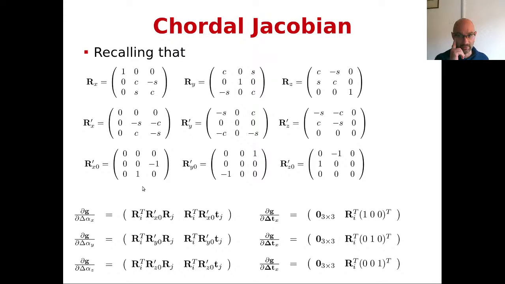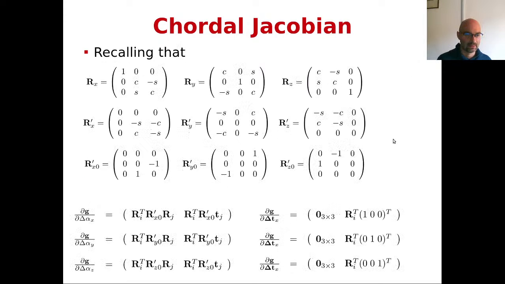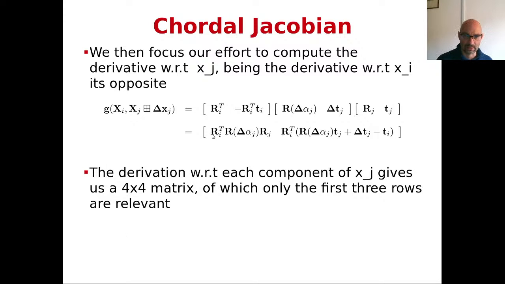Now, if we want to calculate the derivative of this function, this thing over here, with respect to alpha x, for instance, well, we will have to take this whole object over here and replace this matrix here with the derivative of the rotation matrix with respect to alpha x, with alpha x evaluated in 0. And we will have to do the same in this other part. Okay?